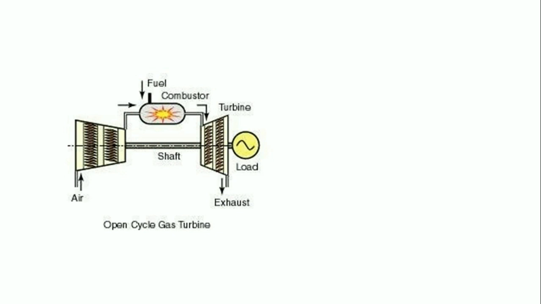There are two varieties of gas cycles. One we call an open gas cycle, wherein the air is taken from the atmosphere, compressed, and combusted in the combustion chamber. Later it is passed through the turbine. The exhaust of the turbine is put back into the atmosphere.